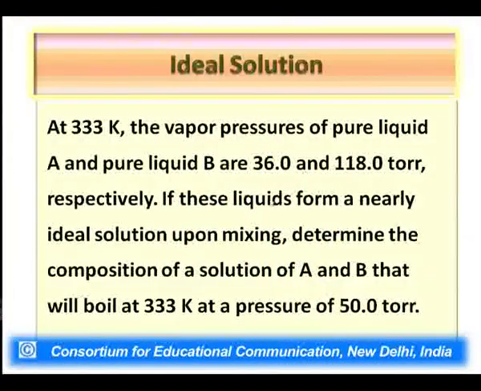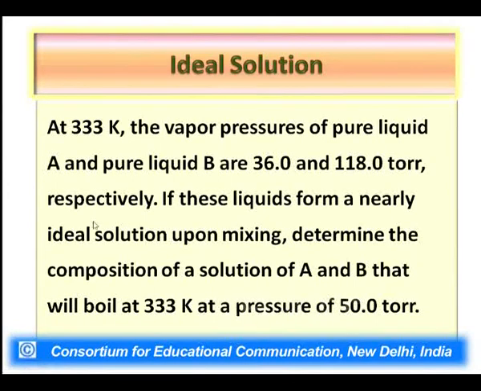Suppose the numerical says that at 333 Kelvin, it means temperature is fixed. The vapor pressure of pure liquid A and pure liquid B are 36 and 118 torr. Please have a look at it. Please note this numerical aspect. At 300 Kelvin means temperature is fixed. The vapor pressure of pure liquid A and pure liquid B are 36.0 and 118.0 torr respectively.